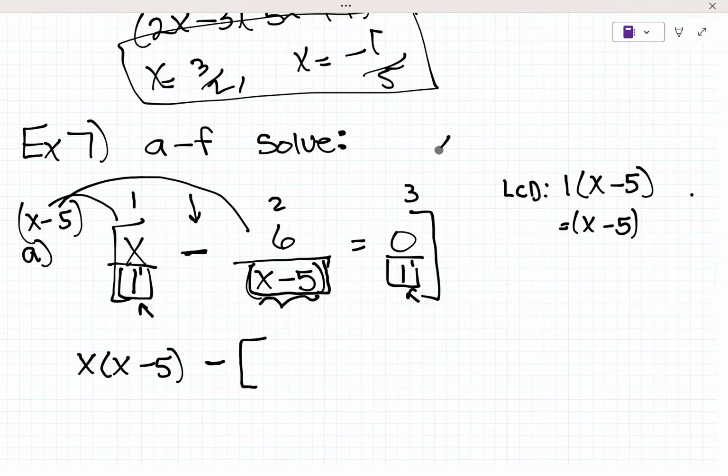Okay, equals. And then what is this? It's simple. What is 0 times x minus 5? It's just 0. Now let's clean this up. FOIL this out. x times x is x squared. x times negative 5 is negative 5x. Then you have a minus 6, equals 0. Now we have to factor and solve.